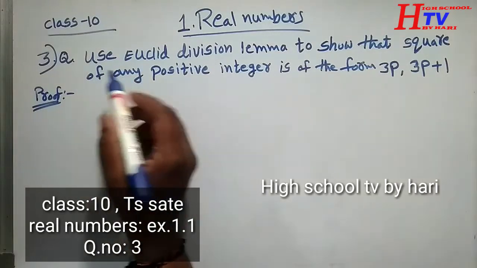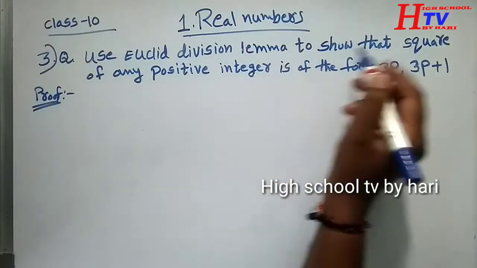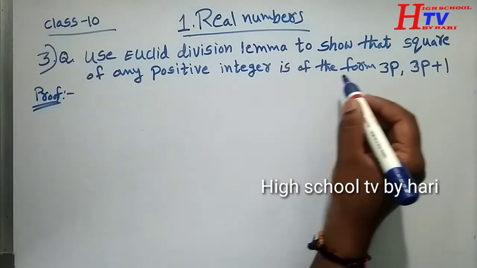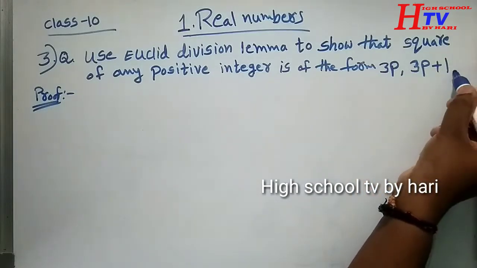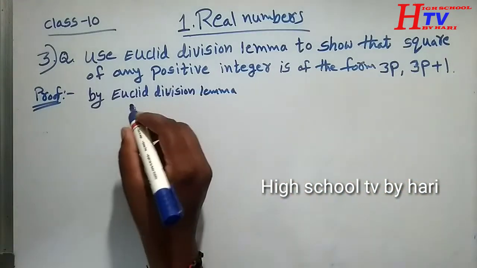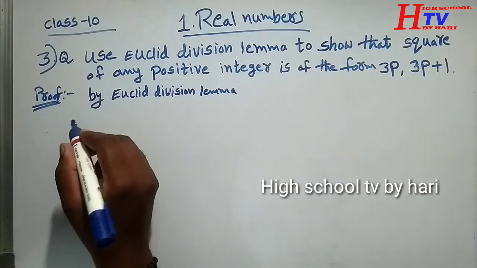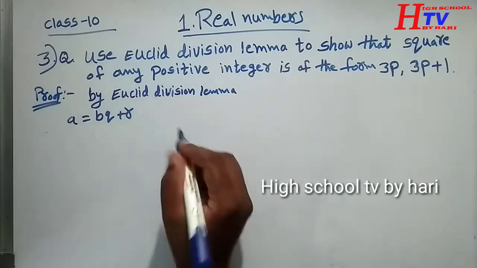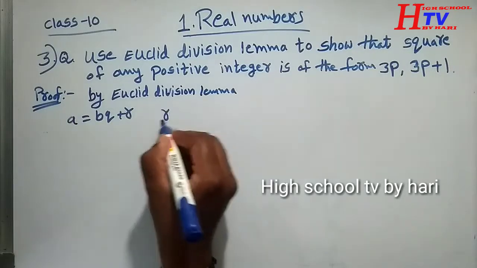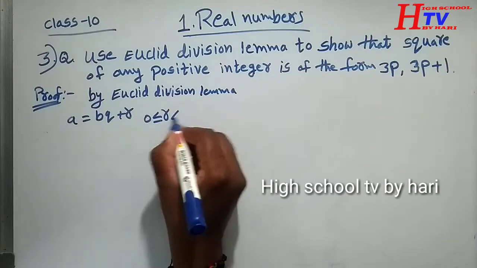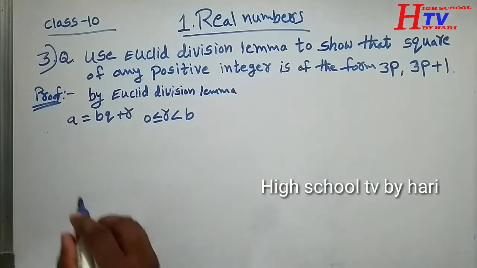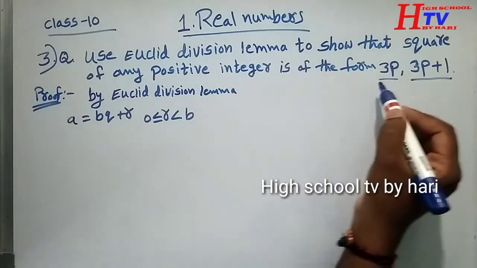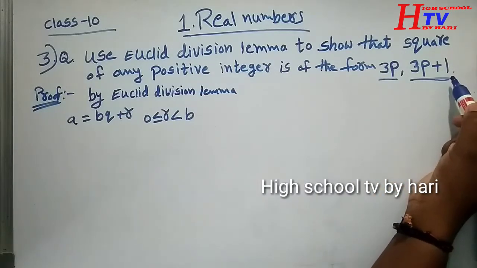Look at the question. Use Euclid division lemma to show that the square of any positive integer is of the form 3p or 3p plus 1. Proof. By using Euclid division lemma, we can represent a number a equals bq plus r. Here r is the remainder, greater than or equal to 0 and less than b. b is the divisor. We have to prove the square of any positive integer is of the form 3p or 3p plus 1.